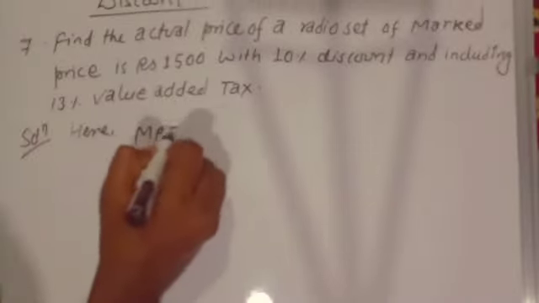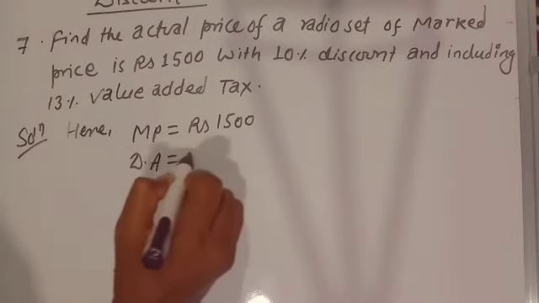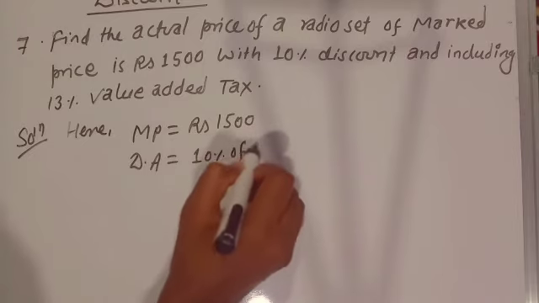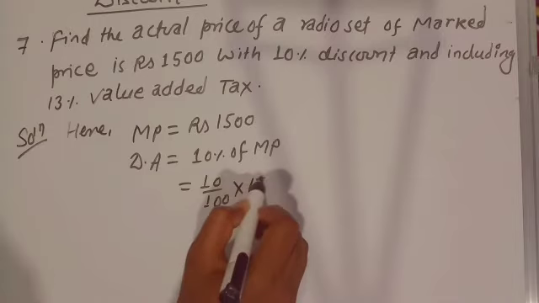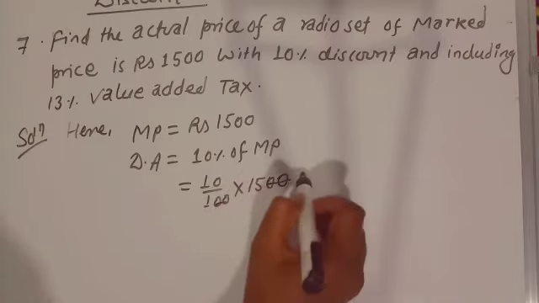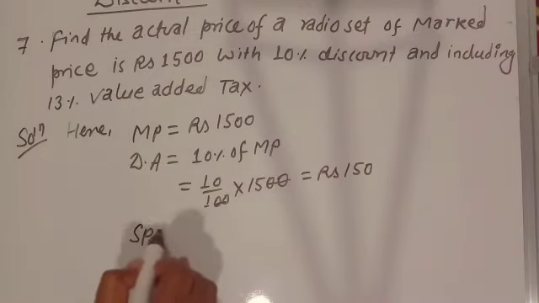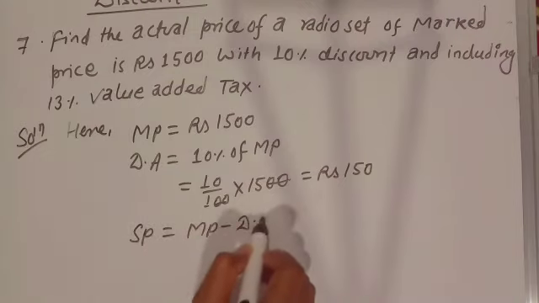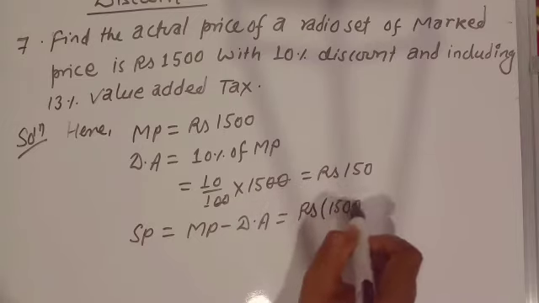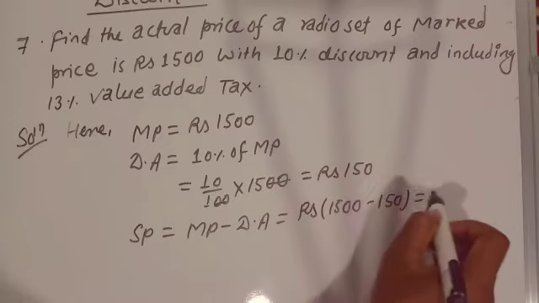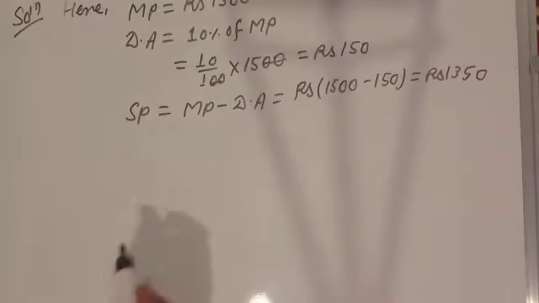MP is given, Rs 1500. Discount amount is 10% of MP, 10 upon 100 times 1500, zeros cancel out, Rs 150 is the discount amount. Then find the price after discount, MP minus discount amount. MP is Rs 1500 minus 150, this is Rs 1350, the price after discount.